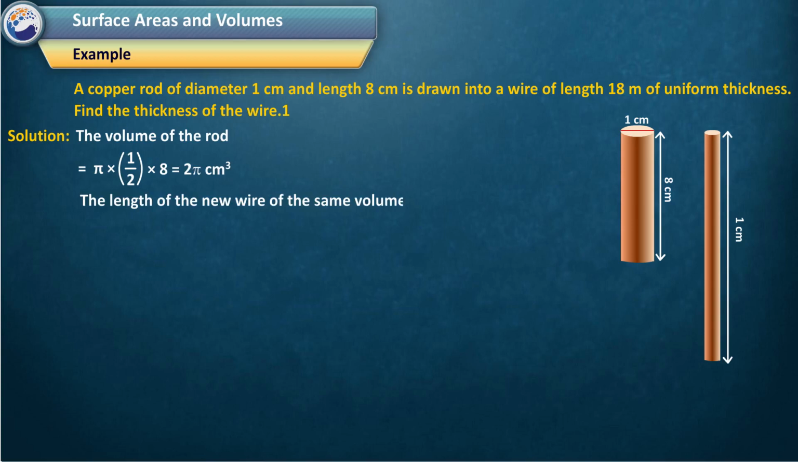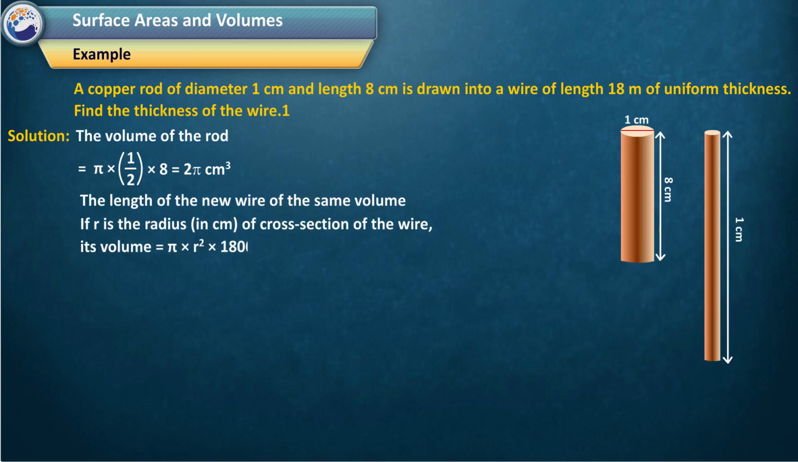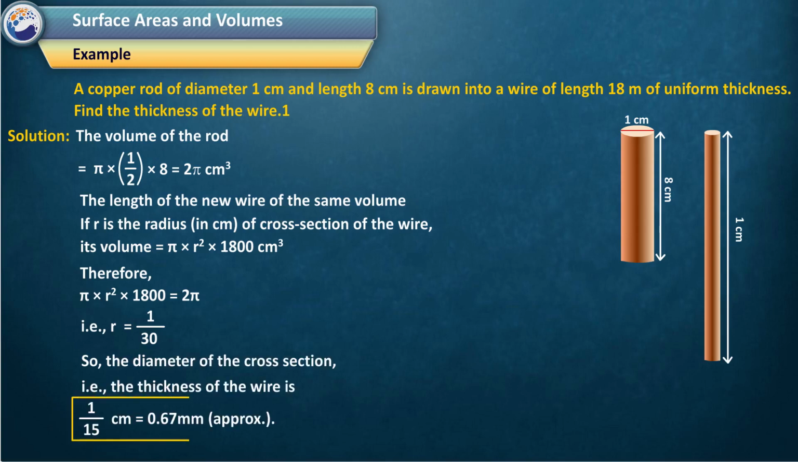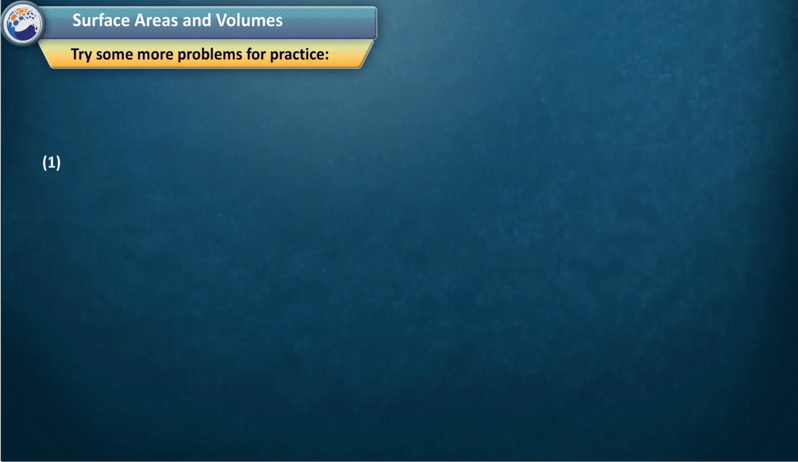If r is the radius in centimeters of the cross section of the wire, its volume equals π × r² × 1800 cm³. Therefore, π × r² × 1800 = 2π. That is r² = 1/900, that is r = 1/30. So, the diameter of the cross section, that is the thickness of the wire, is 1/15 centimeters, which is approximately 0.67 millimeters. Try some more problems for practice.